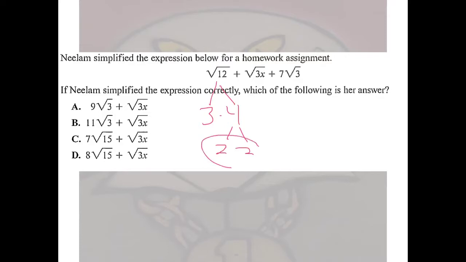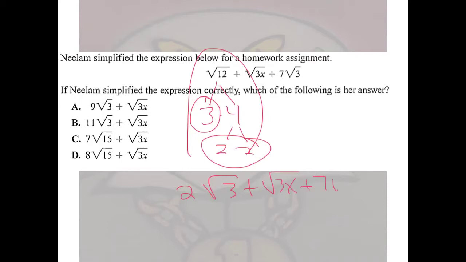Oh my gosh, what do you know? 2 is a couple. Couples come out as 1. Singles stay in the house to mingle. The only thing that's left single is this 3. So we have 2 times the square root of 3 plus square root of 3x plus 7 times the square root of 3. Oh my gosh!